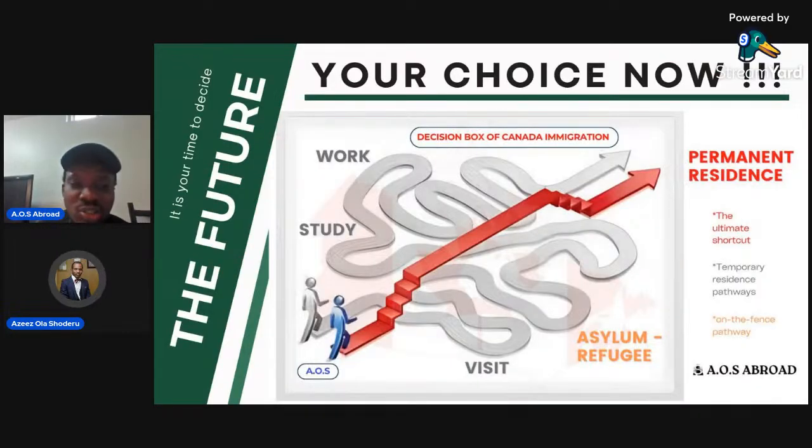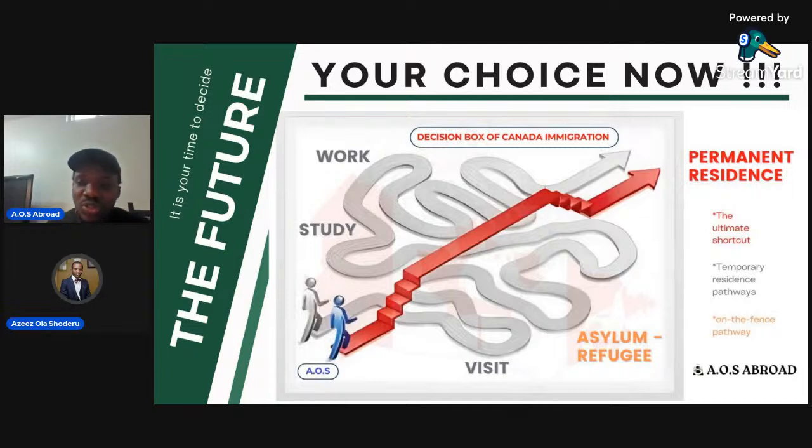And lastly, I just want to tell you that it is your time to decide the future that you want for yourself and your family members. It is your choice. Do you want to go through the work permit route? Do you want to go through the study permit route? Do you want to go through the visitor visa route? Do you want to go through the asylum seeker route to become a refugee? Or do you want to actually go through the permanent residence route?